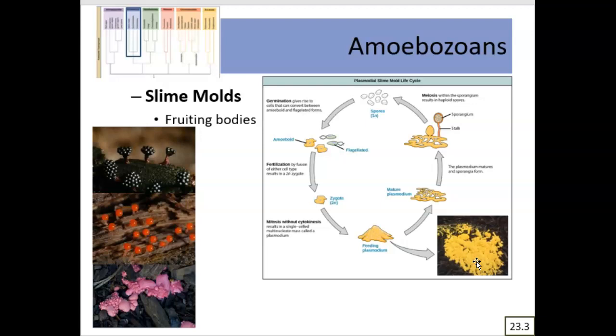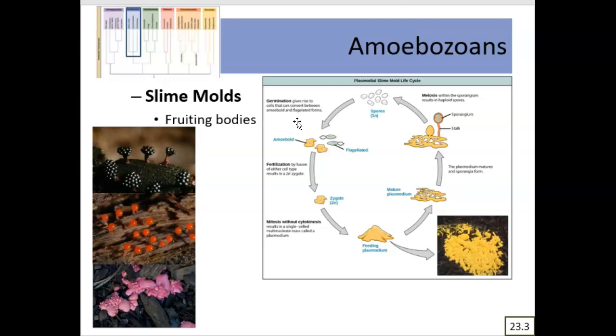All right, at some point, that plasmodium is going to decide that it's time to produce spores. So to do that, this stalk grows out of it and produces a sporangium. A sporangium is just a place where spores are produced. And inside that sporangium, meiosis takes place. So these diploid cells then go through meiosis to produce haploid spores. And we're back to the beginning of our slime mold life cycle.